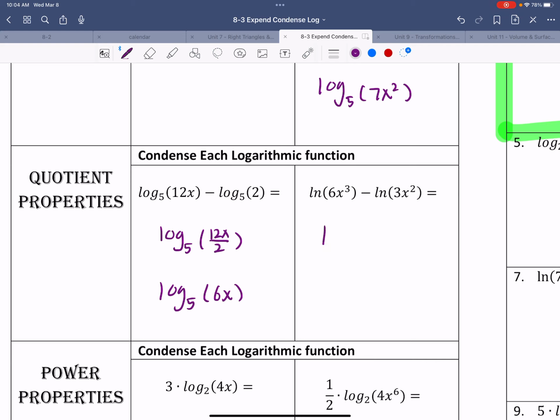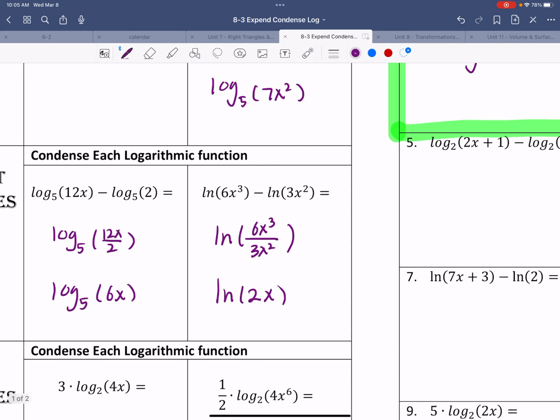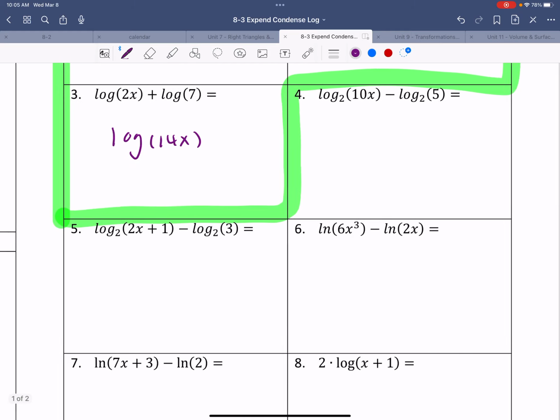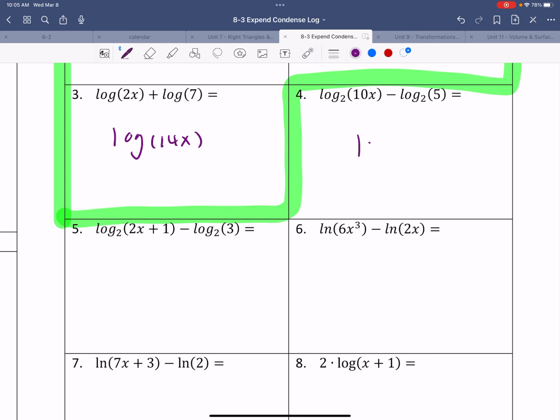Same thing here. 6x to the third power divided by 3x squared. When you do it, it's gonna be 2x. Okay? So now you guys can try this one by yourself. Like the next 4 questions. This is what you get.